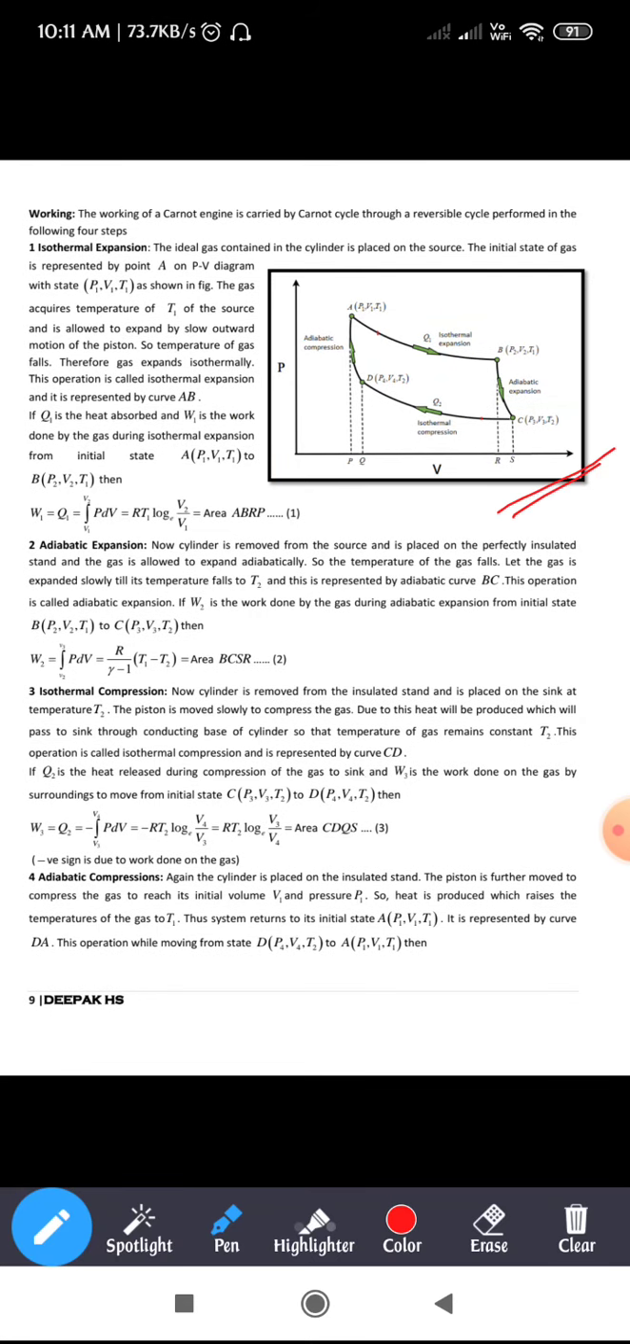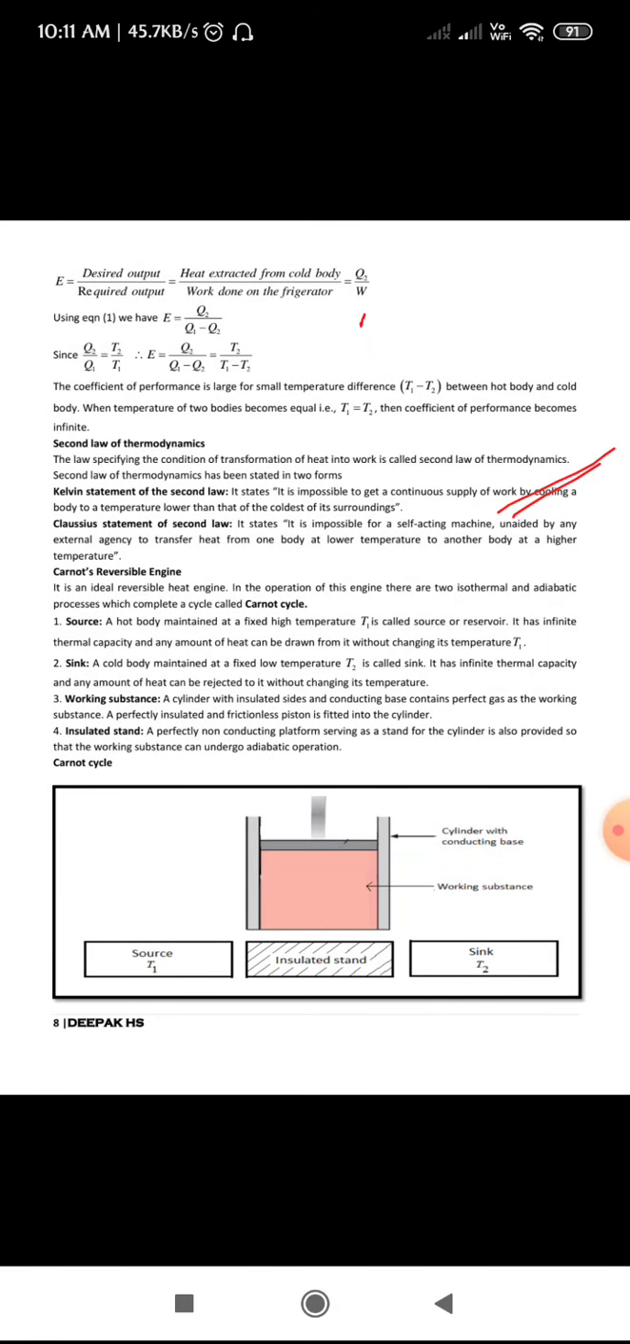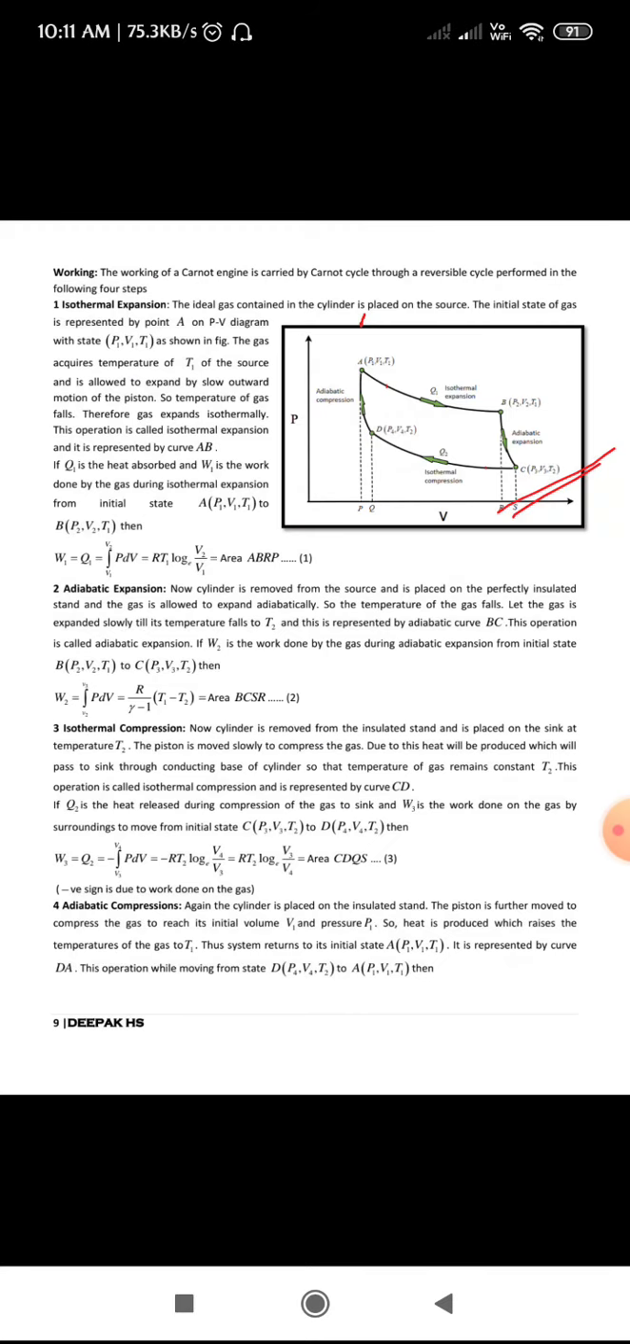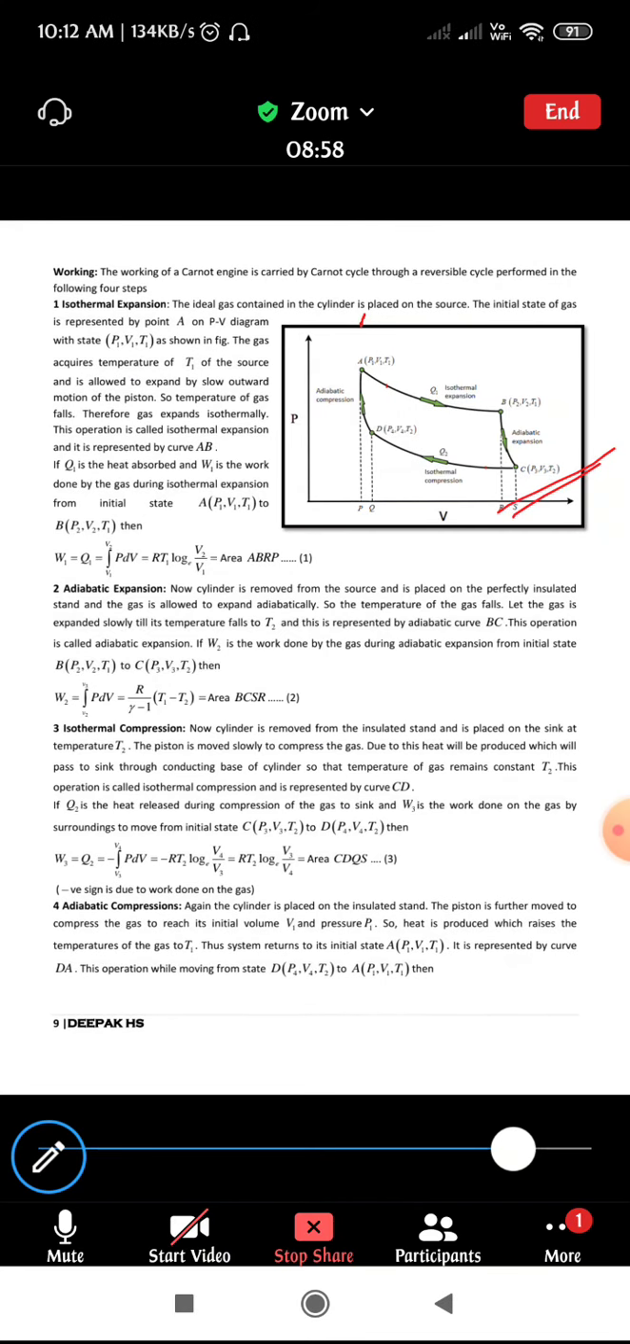So A denotes the initial state of the gas. Now let us say that the ideal gas contained in the cylinder, which as of now is placed on the insulated stand, is going to be placed on a source. So let us place the cylinder on the source. The ideal gas contained in the cylinder is placed on the source.